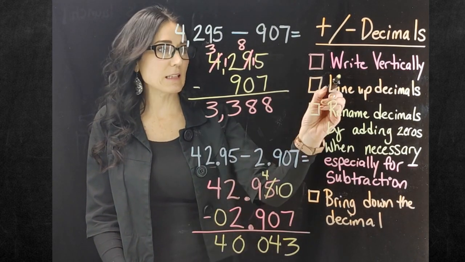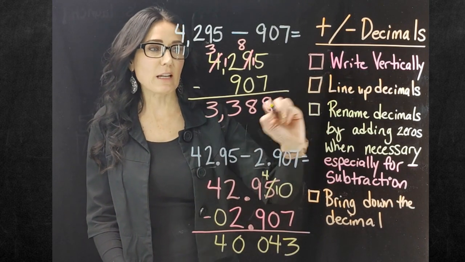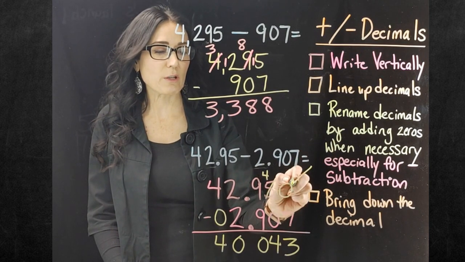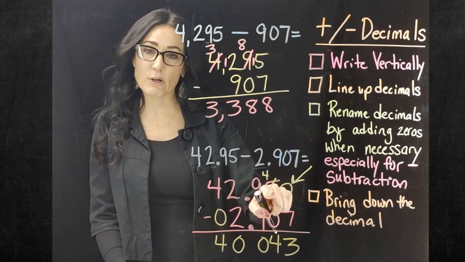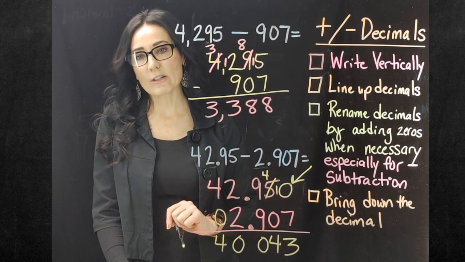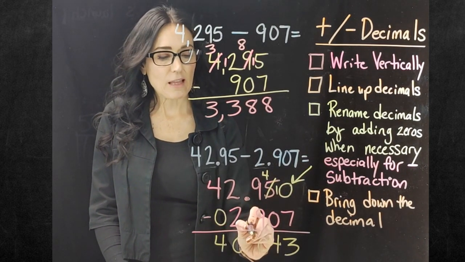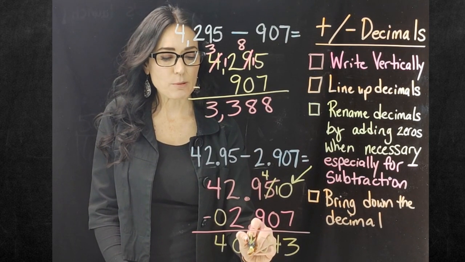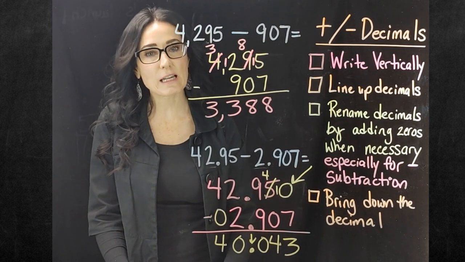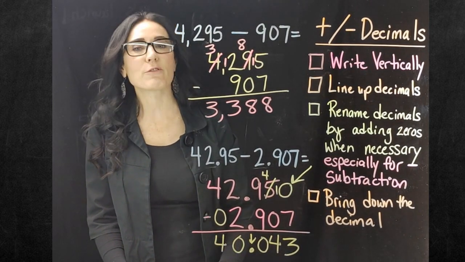Okay? Now the last thing I'm going to do, we've written it vertically, we've lined up our decimal, we've renamed our decimal, and that was right here. This is the one that we renamed by adding a 0. We made it 950 thousandths, and we brought down our decimal. So the last thing we want to do is bring down that decimal right underneath all the other decimals, and that is how you subtract decimals and how it's slightly different from whole numbers.